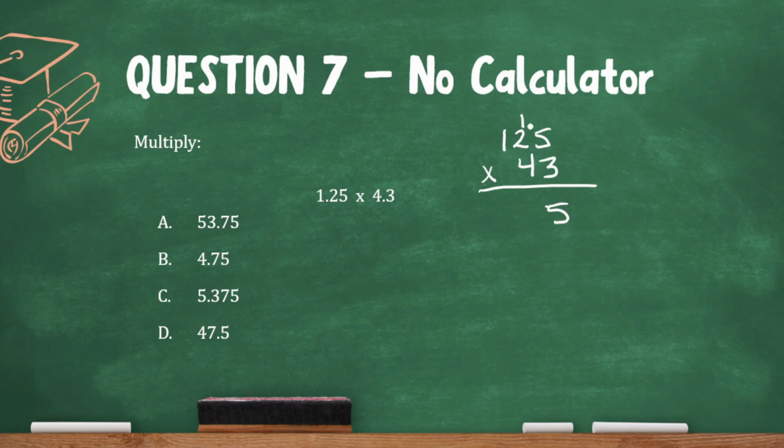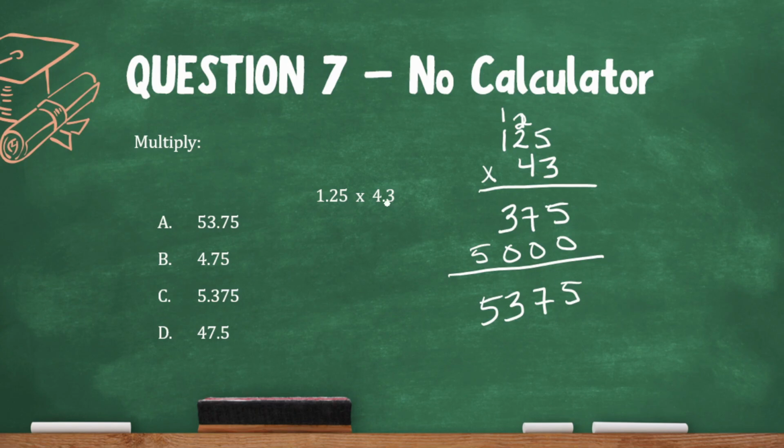2 times 3 is 6, plus 1 is 7, and then 1 times 3 is 3. Add a 0 because we're coming down 1. So 5 times 4 is 20. Let's write that over there. 2 times 4 is 8, plus 2 is 10. And 4 times 1 is 4, plus 1 is 5. Okay, so I've got 5, 3, 7, 5.